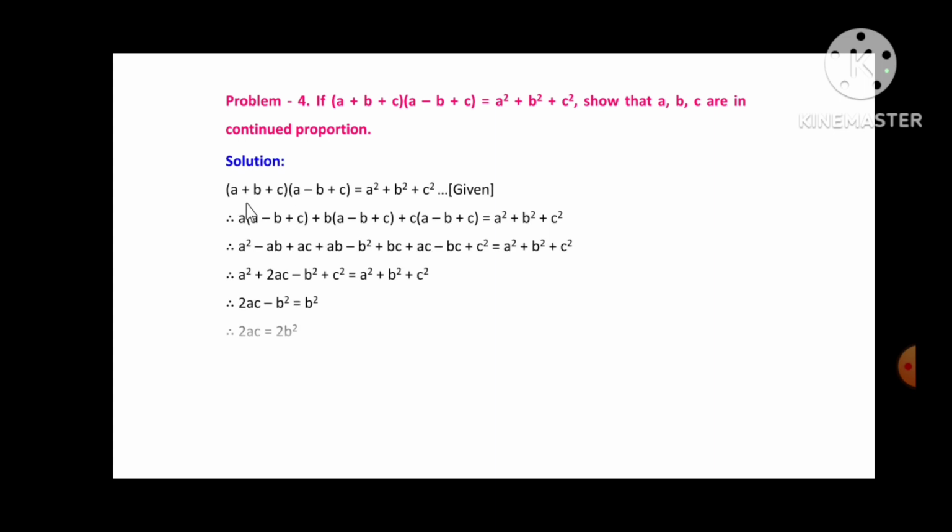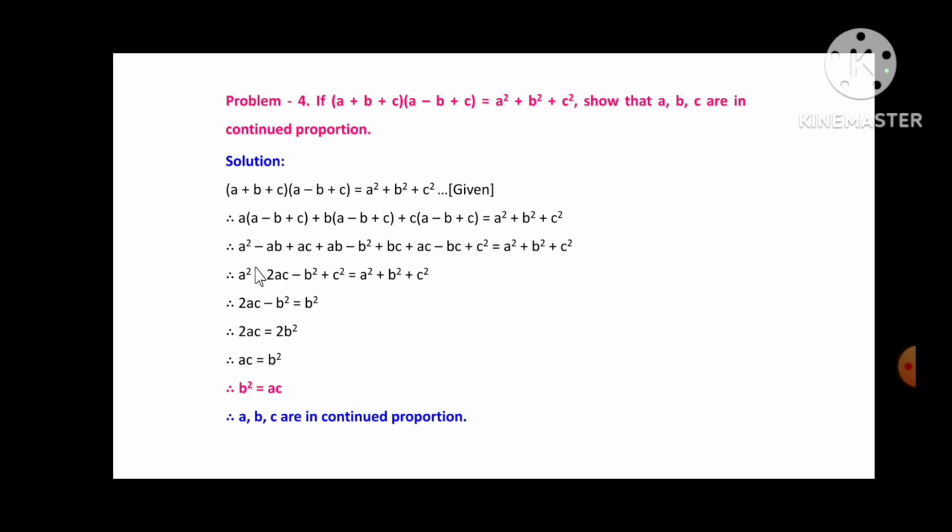Friends, here in the one bracket (a + b + c), another bracket (a − b + c) is equal to a² + b² + c², it is given. So we can write here a into (a − b + c), each term of the first bracket should be multiplied with the complete second bracket. So a(a − b + c) + b(a − b + c) + c(a − b + c) = a² + b² + c².